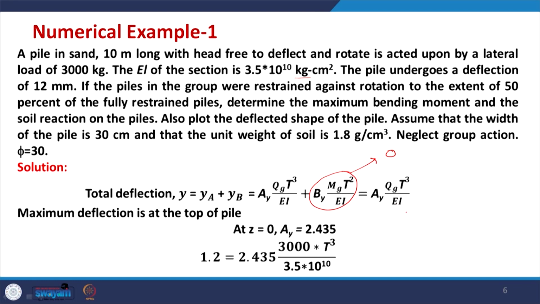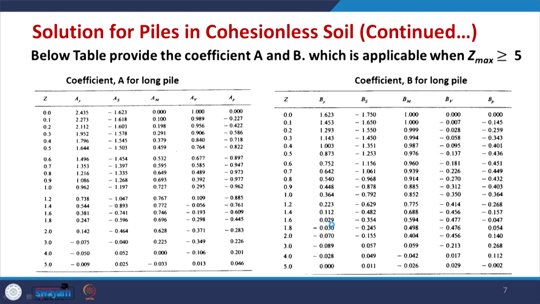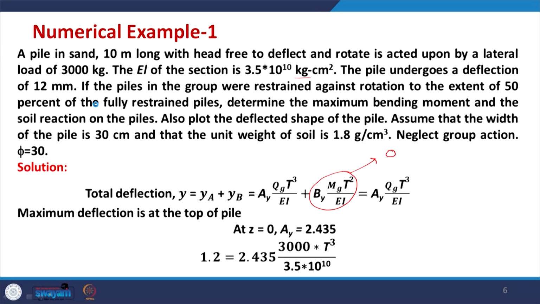The deflection y is maximum at the pile head, and at the pile head at z equal to 0, the value of A y from the table is from this table. These tables are given by Reach and Matlock for cohesion-less soils, and you could see from this table that the value of A y is 2.435 for z equal to 0. So, this value is picked up from this table, and putting in this equation you put the value of A y, Q g is given 3000 kg in the question, and T is not given, E I is given.